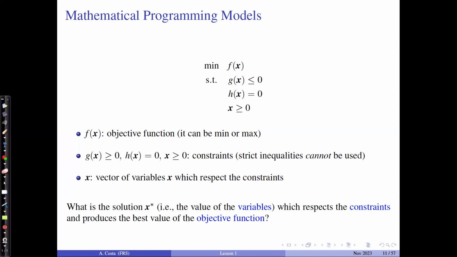This is the model, and this is the problem that the models want to solve. So when we have this model, described in MPOL, we give it to a solver like Cplex, and then we can find x star. So this is more or less the procedure.